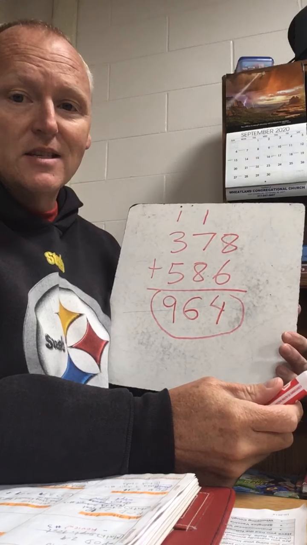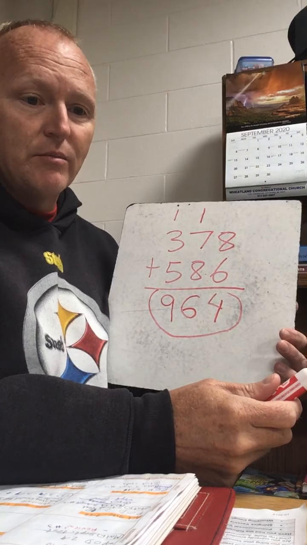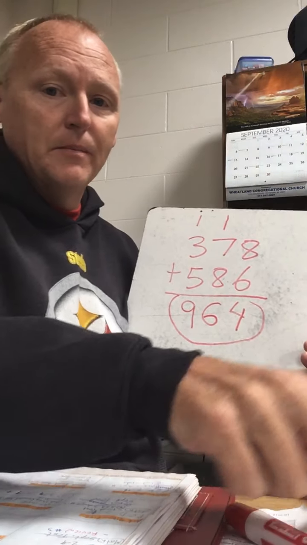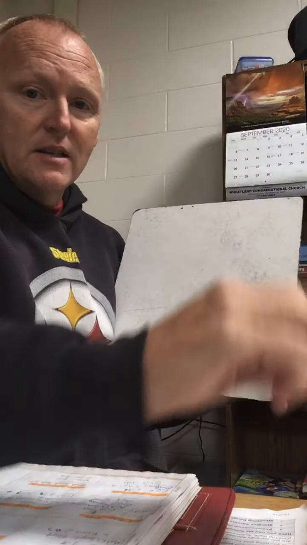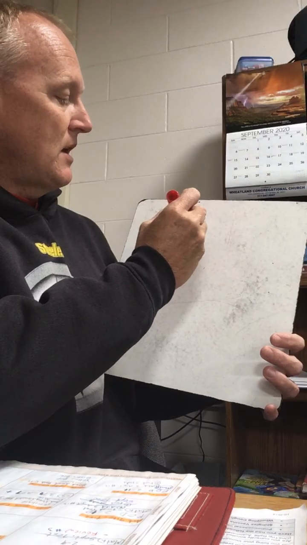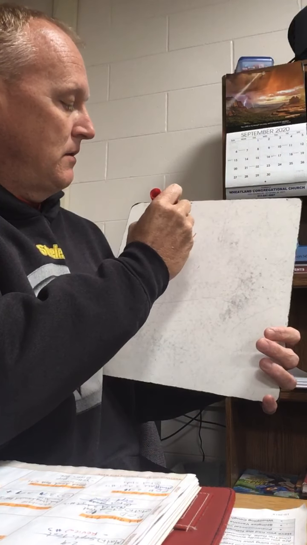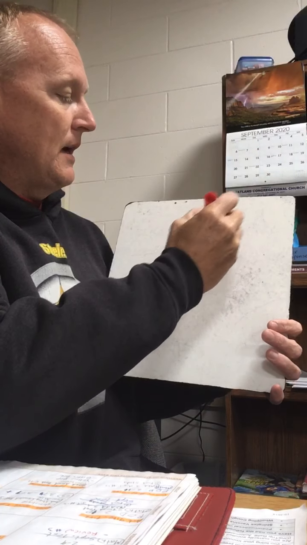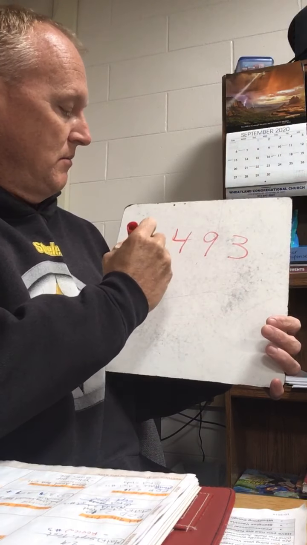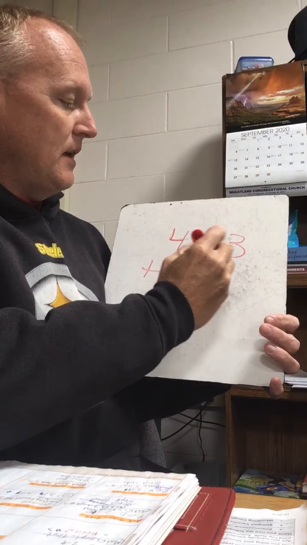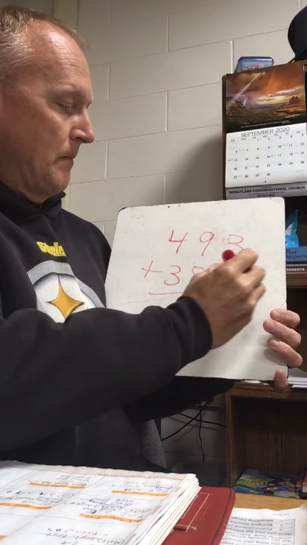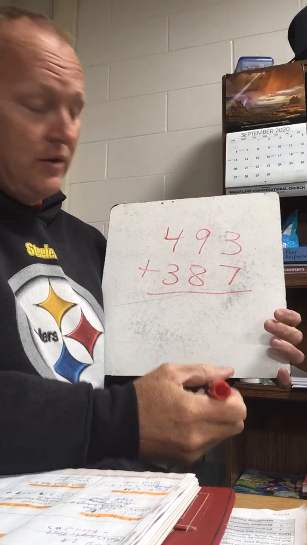Now we call that a sum. The answer to an addition problem is called a sum. All right, so let's do a couple more examples, and then I'll give you a chance to practice some. Let's try 493 plus 387. Okay, add your ones place first.